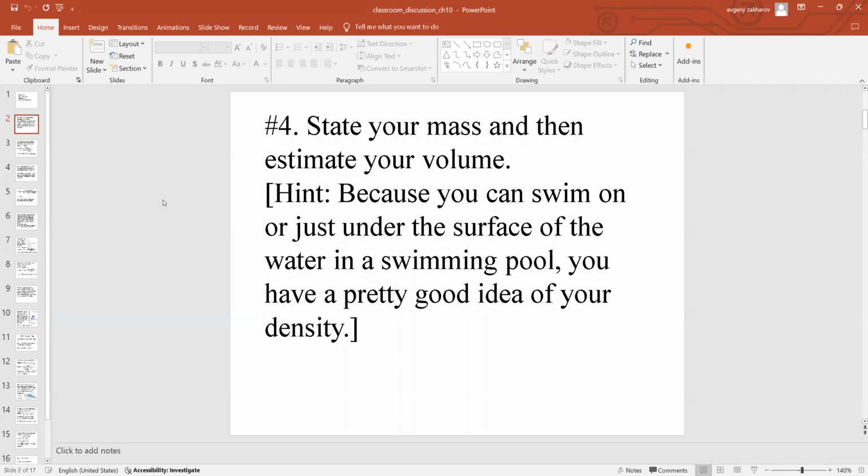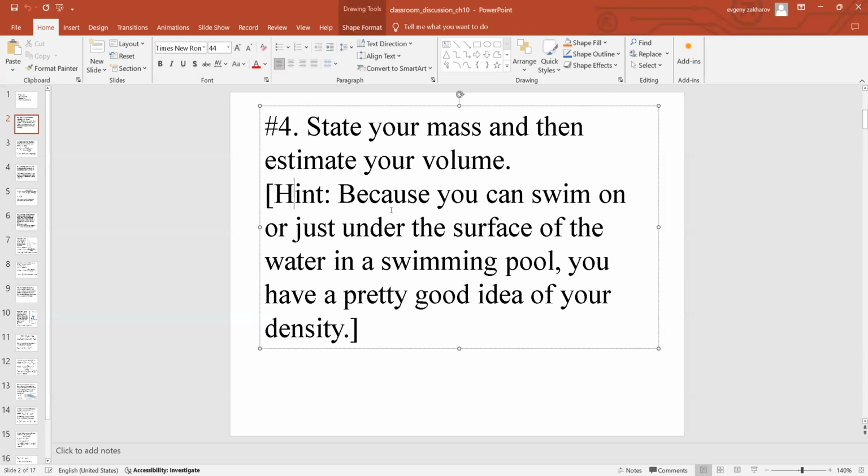and you can always connect mass to a volume if you know the density, right? See, there is a hint. You can swim or stay just under the surface of the water, so you have a good idea of your density. You can estimate the density of your body as approximately made of water. It's not, of course, exactly water. There are metals, there are other things that are more dense, but you can think just water.